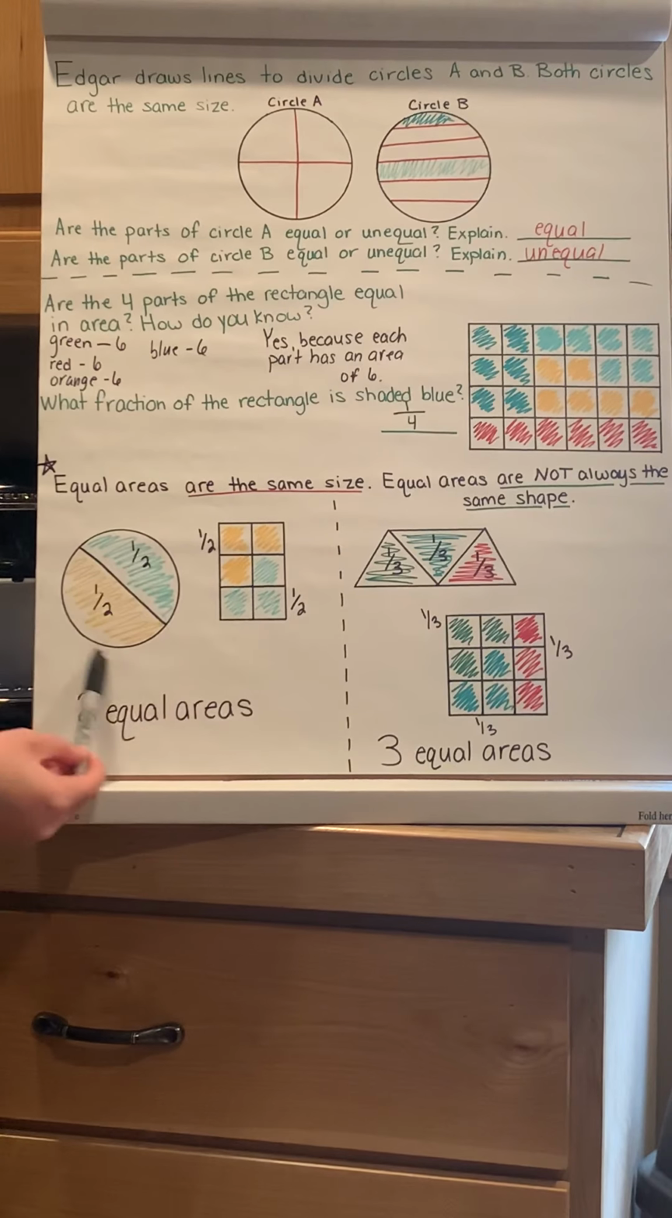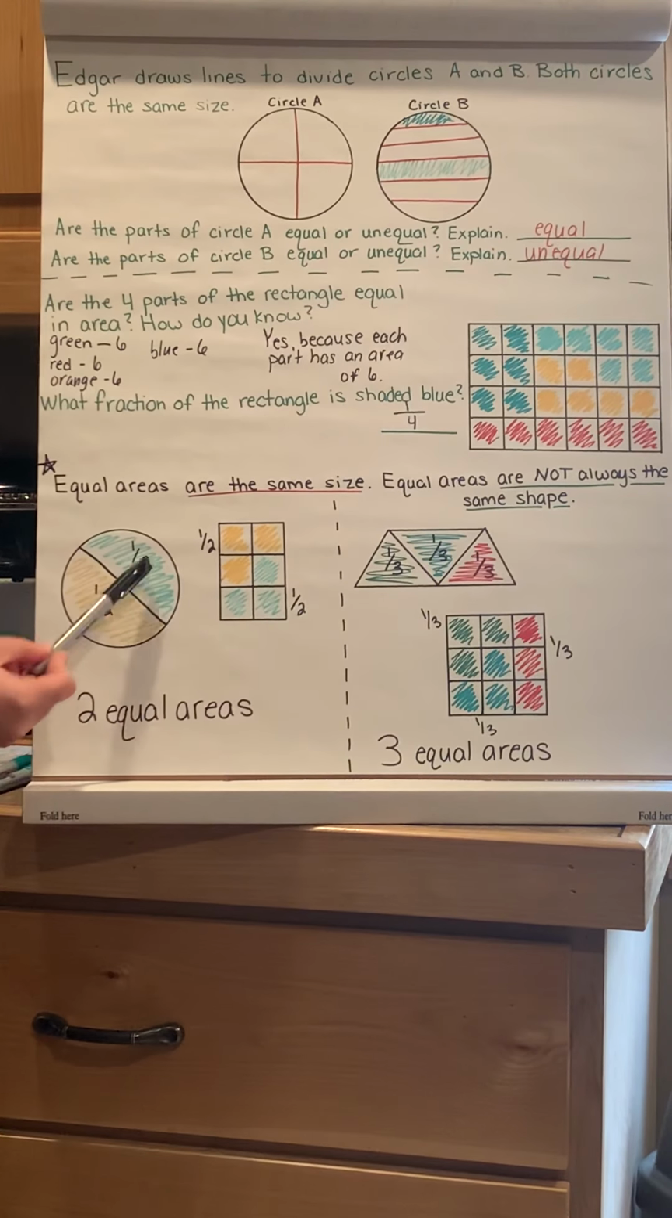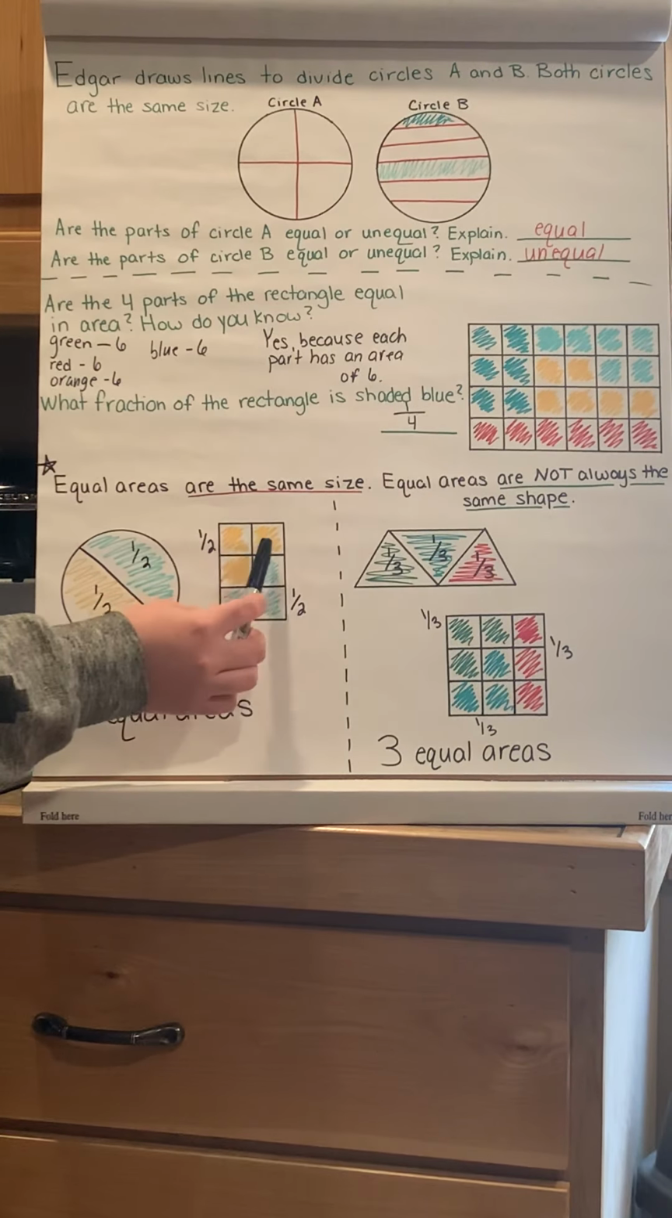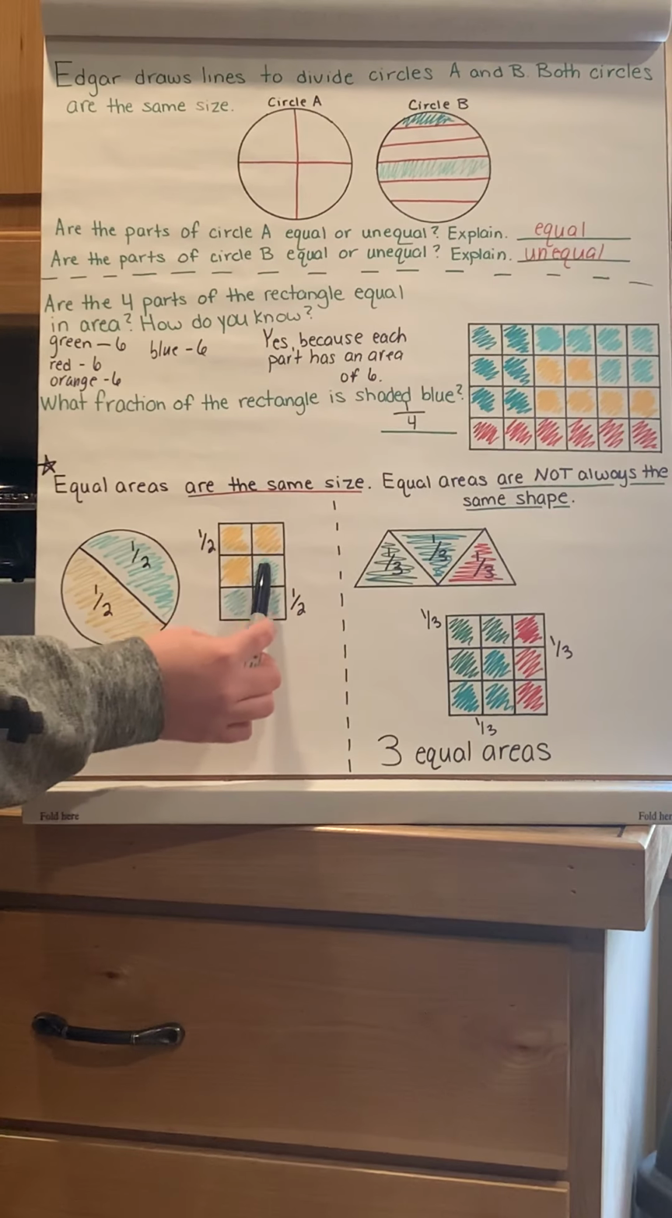Down here, I have 2 equal areas. One is a circle split in half. There's halves. Half is blue, half is orange. Then I have a rectangle. Again, it's split into 2 equal areas. Half of it's blue, half of it's orange. An area of 3.